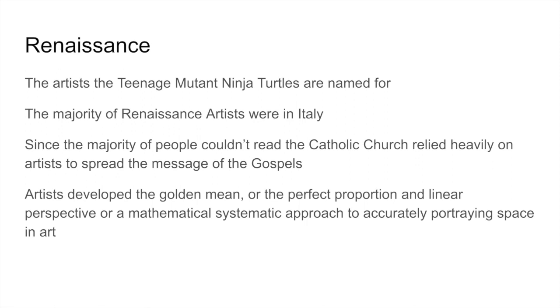And artists thought very mathematically at this time, and they developed both the golden mean, or the perfect proportion, and linear perspective, which is a mathematical and systematic approach to drawing in order to accurately portray space. And I will be showing you examples of that as well.